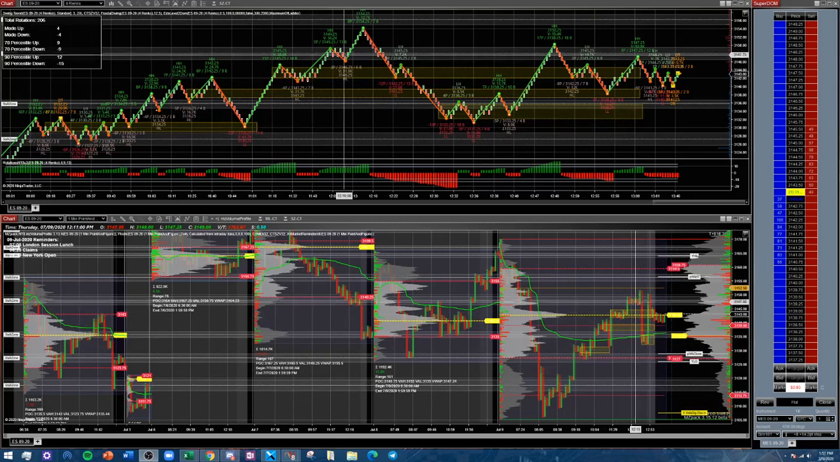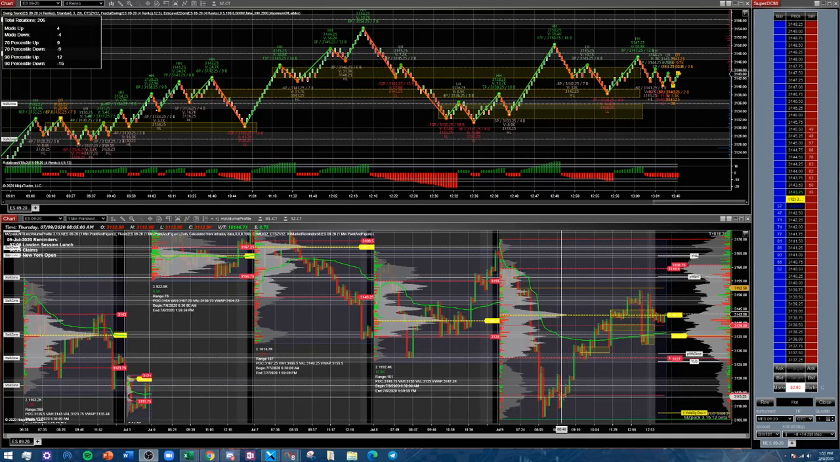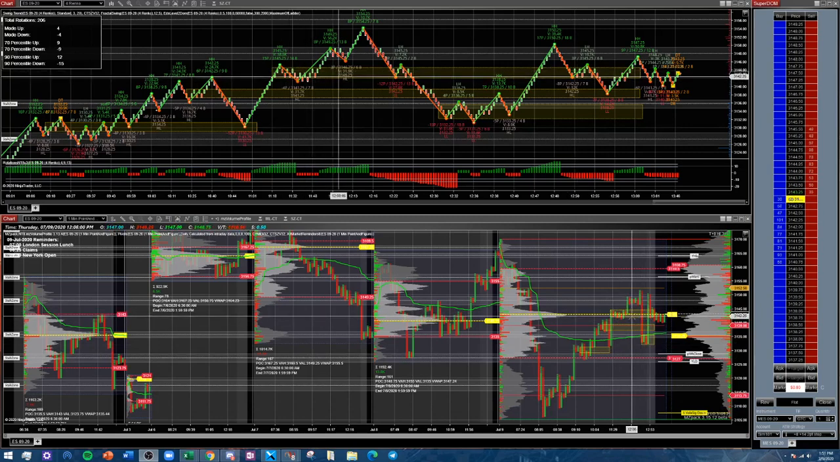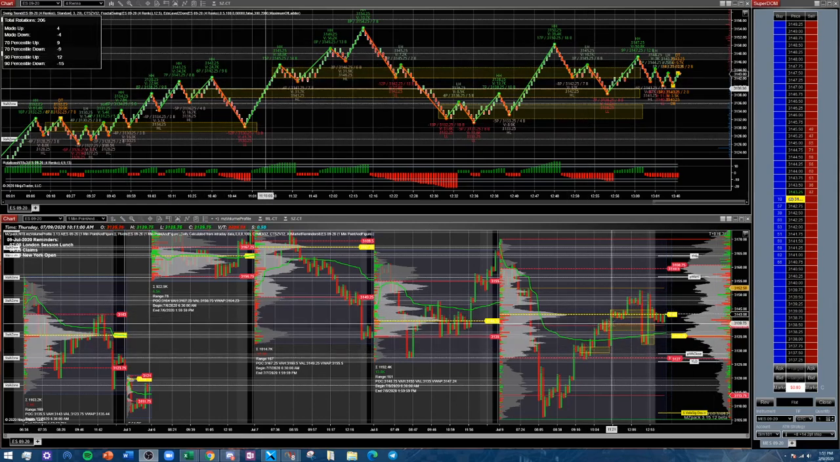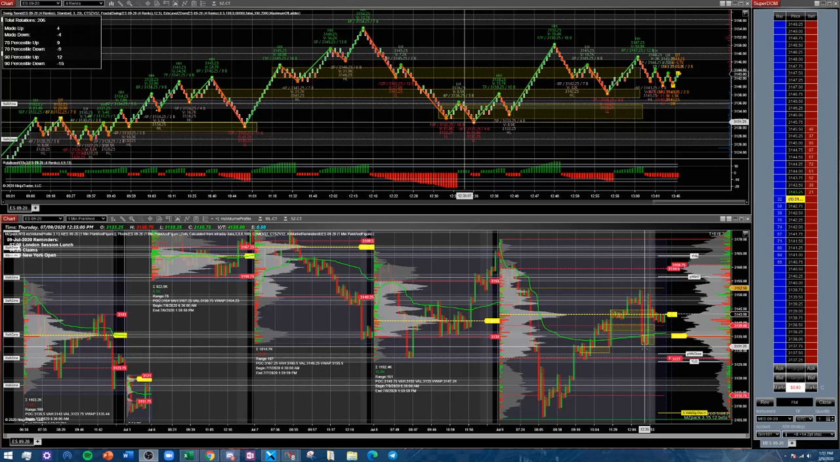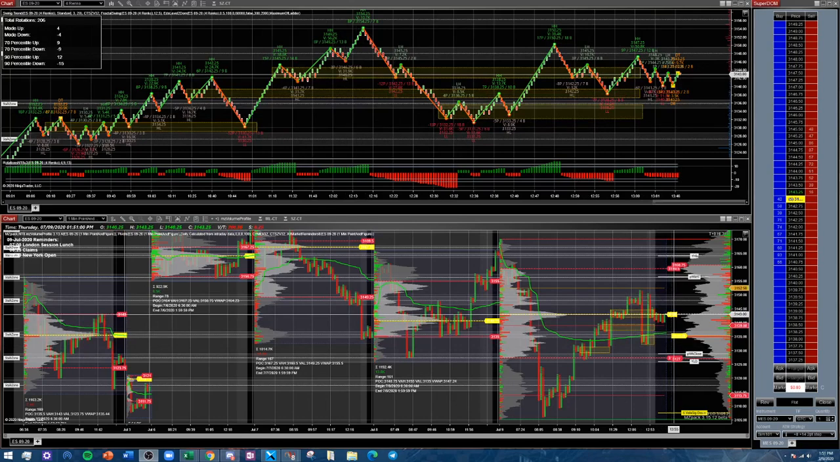Although the buyers were in control pretty much all morning since like 8 o'clock, we started to move into balance at this area. Of course, we've got the POC right here. So right now I would say the market is in balance, because we went up and then the sellers rejected higher prices up here quite strongly, and concurrently the buyers also rejected lower prices. So right now we're really just chopping around at the POC.